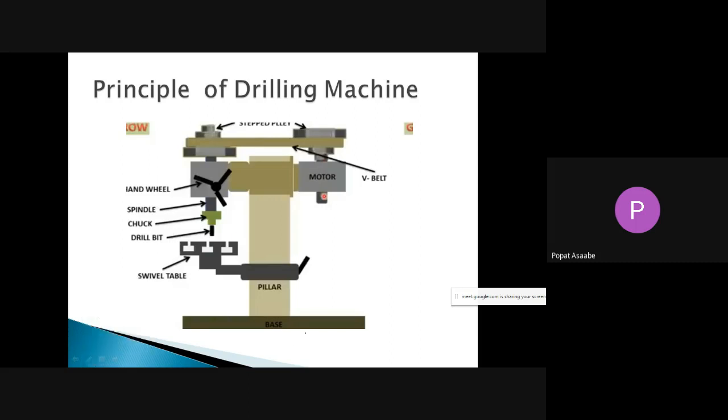See here, the drilling machine consists of, first, the base. This is your first point. The next point is the pillar. This is the second point present in the drilling machine. Then your third point, this whole portion, is called the power transmission unit.